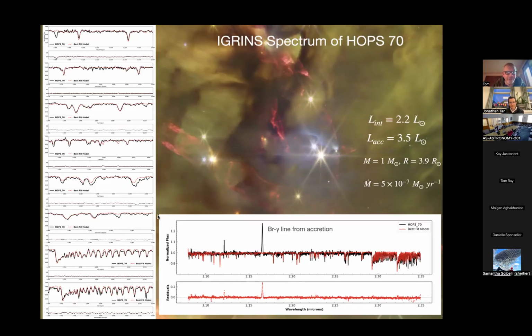We can get photospheric temperatures, we can get veiling, we can get the Brackett gamma line accretion, and we can also get the fraction of the luminosity from accretion. From that, we can estimate accretion luminosities and mass infall rates for these objects. So this gives us a way of studying really deeply embedded objects like Class 0 objects, actually studying their accretion and not just their outflow.